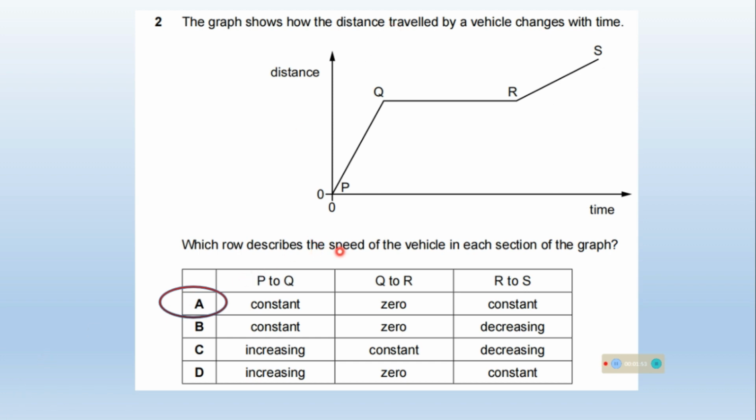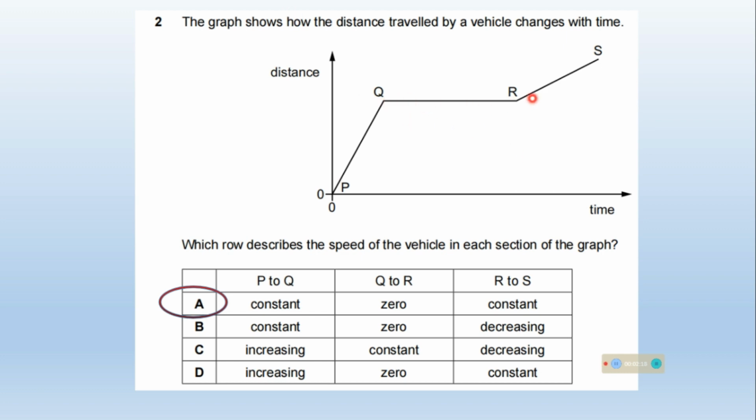The graph shows how the distance traveled by the vehicles changes with time. Which row describes the speed of the vehicle in each section of the graph? Here PQ, so we can see that the gradient is constant here. It's a graph between distance and time, and the gradient of a distance-time graph shows you the speed. So here speed is constant as its gradient is constant here.